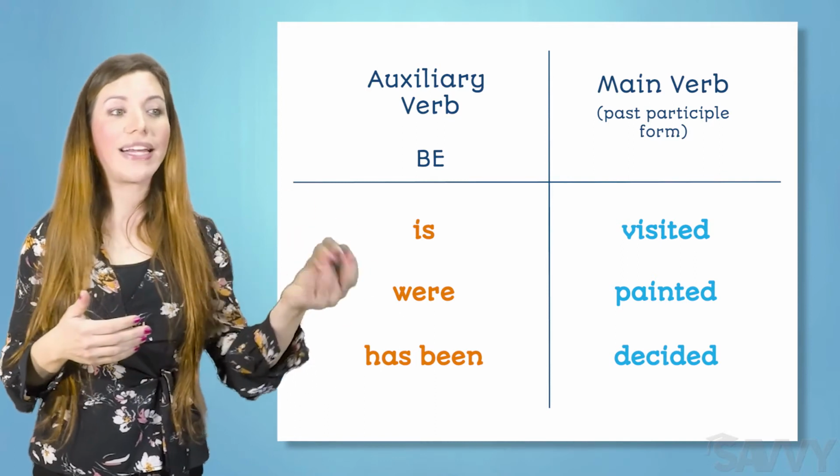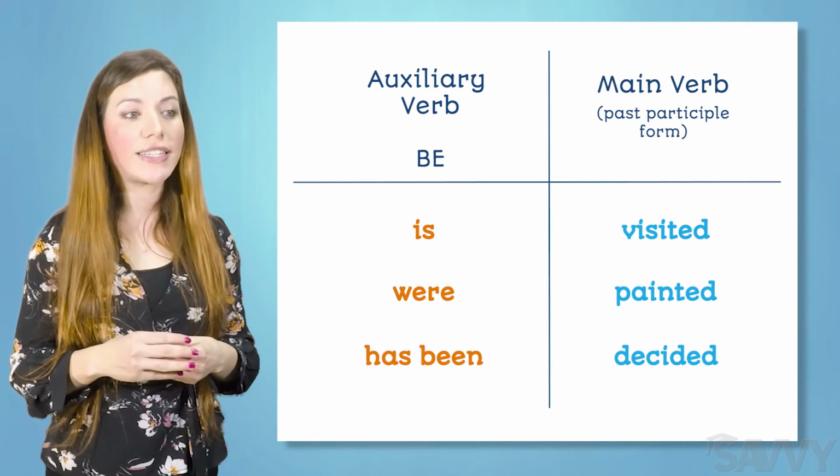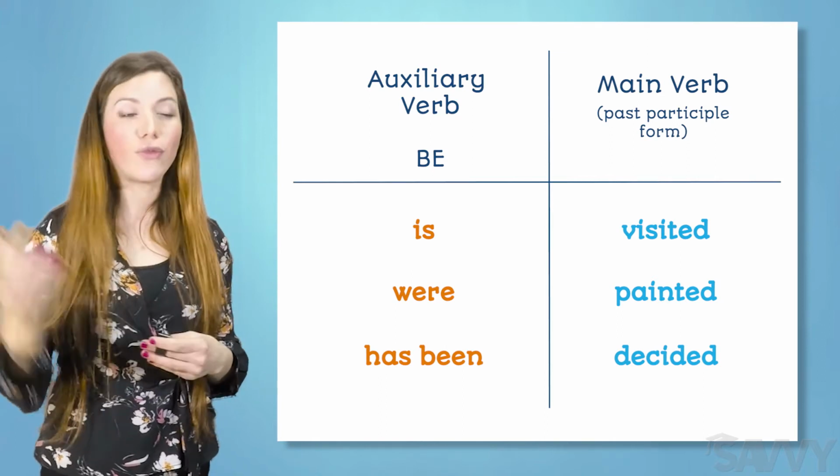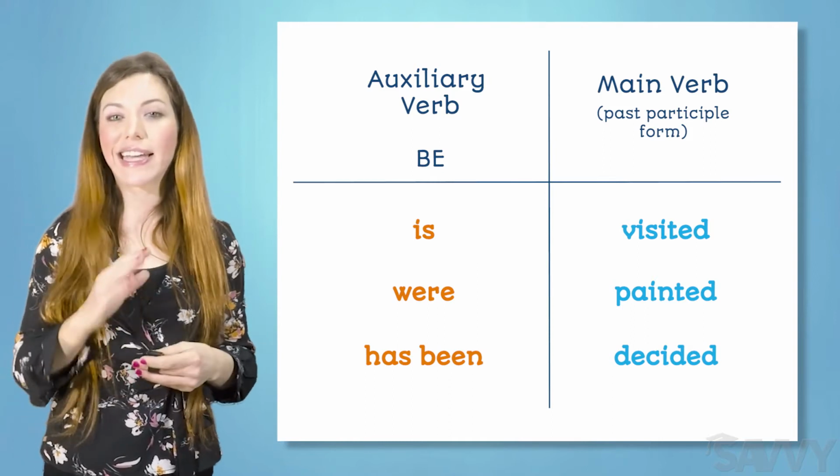So for example, is visited: Valletta is visited by several tourists. Were painted: the rooms were painted last week. Has been decided: it has been decided. Now, let's have a look at the form. The passive can be used with present tenses, past tenses, and future tenses.